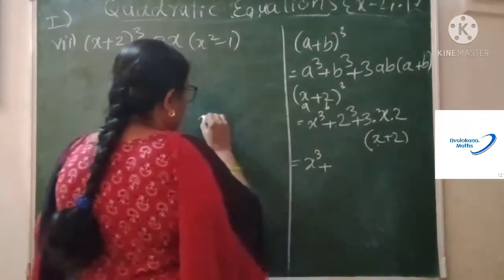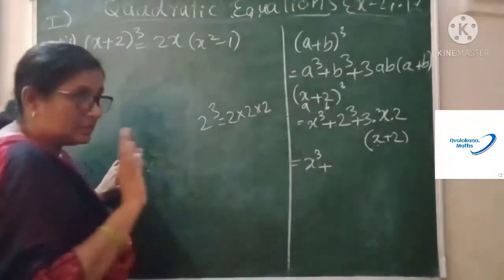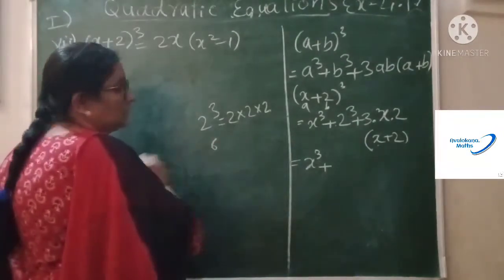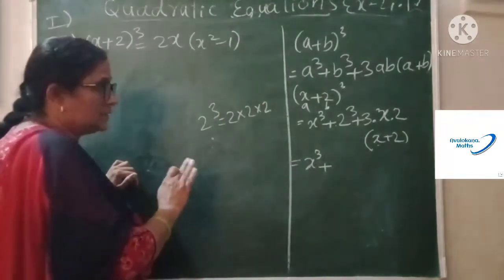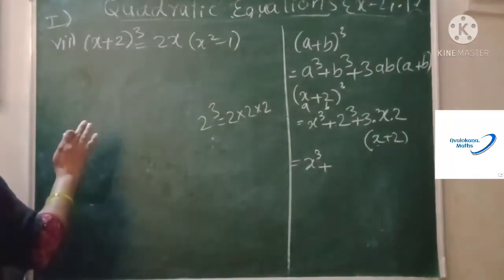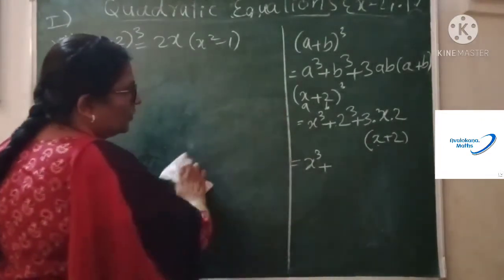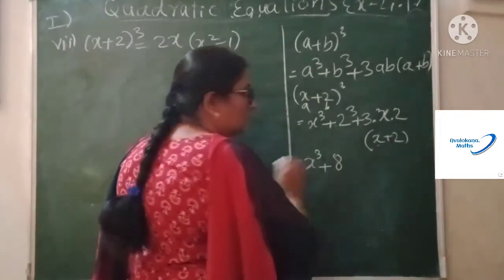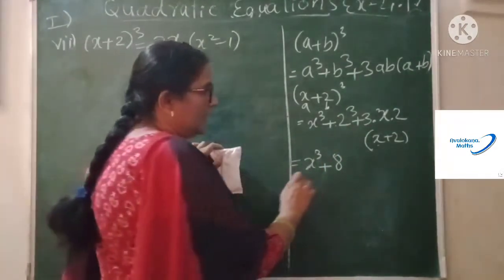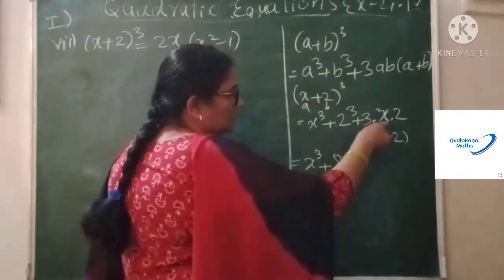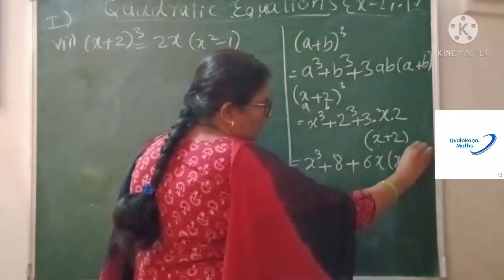2 cube means how many times are you multiplying 2? Children make 2 cube and write it as 6. Very wrong. Go very slowly without making any mistakes, because these are the problems where you are going to get full marks. So don't hurry, children. Write 2 cube is equal to 8. Even brilliant students make this mistake because of hurry. Avoid that. Plus 2 3s are 6x, and x plus 2.